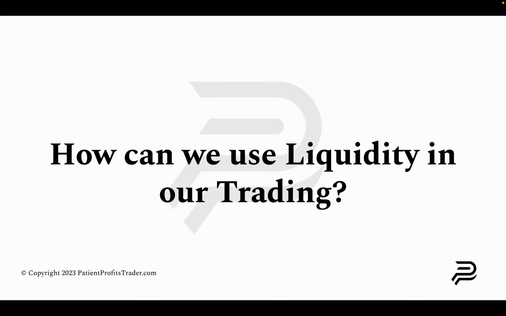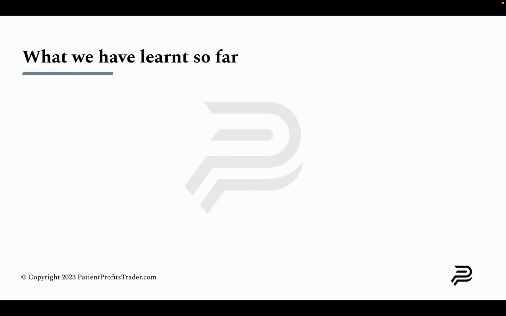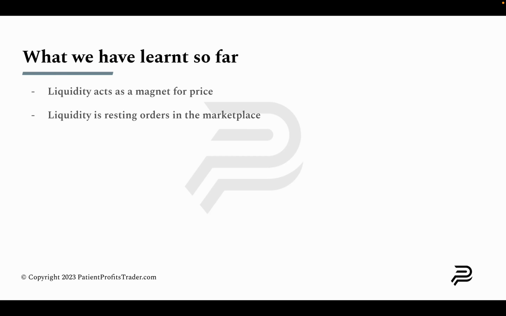So how can we use liquidity in our trading? First, I'm going to do a very quick recap of what we've learned so far. Number one, liquidity acts as a magnet for price. Number two, liquidity is essentially resting orders in the marketplace. Number three, there are two types of liquidity: buy-side liquidity and sell-side liquidity.